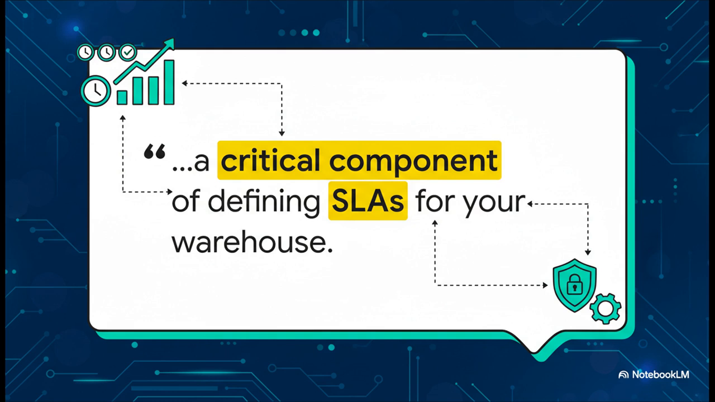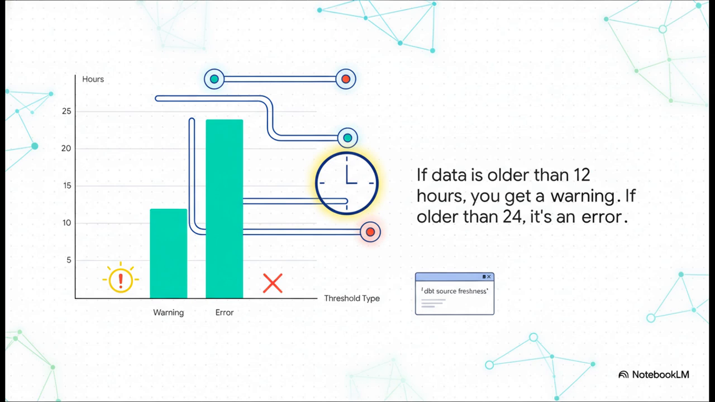This is how you build and maintain trust with everyone who uses your data. So visually, it's like setting up guardrails. You're saying, if the newest record in this table is more than 12 hours old, give me a warning. And if it's more than 24 hours old, that's an error. That dbt source freshness command will actually fail, which is great. It immediately tells you something is broken upstream and stops stale data dead in its tracks.